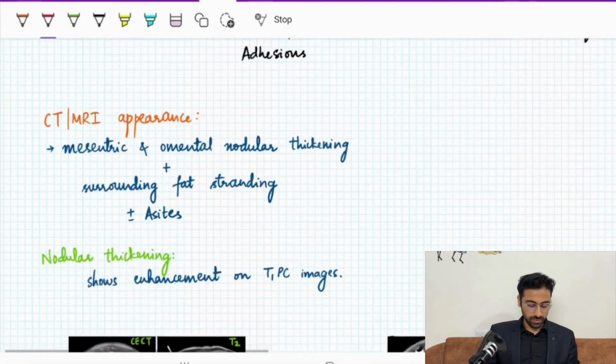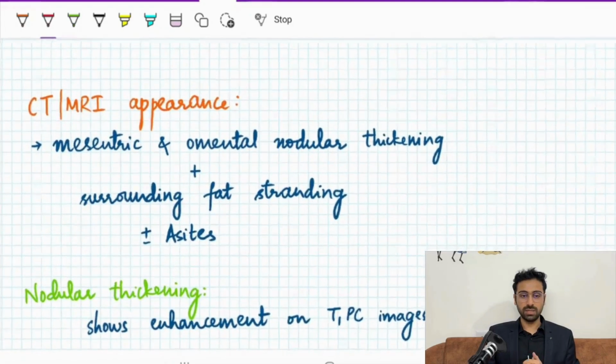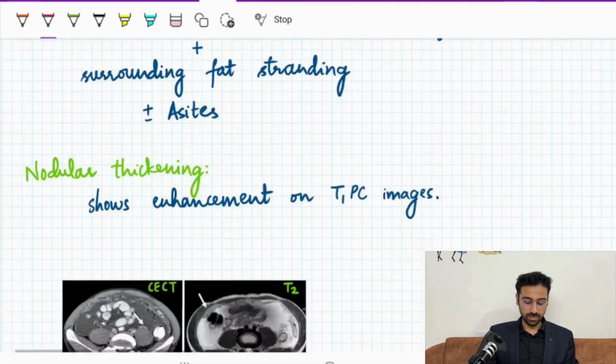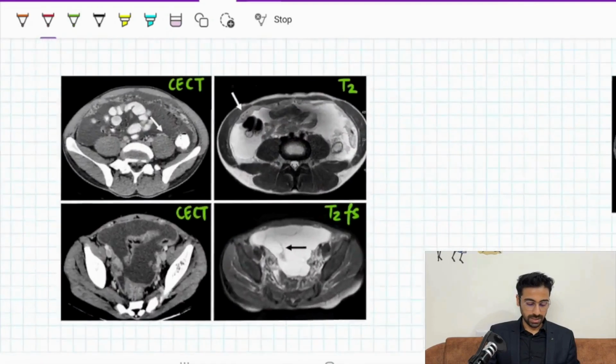That's why we'll study both CT and MRI appearance together. This is usually presented by mesenteric omental nodular thickening with surrounding fat stranding, plus or minus ascites with membranes. Now this nodular thickening shows enhancement on post-contrast imaging. Let us see some examples.